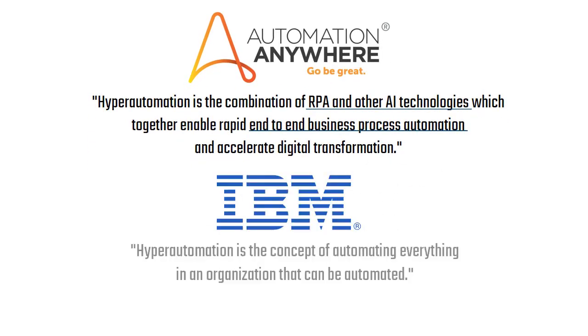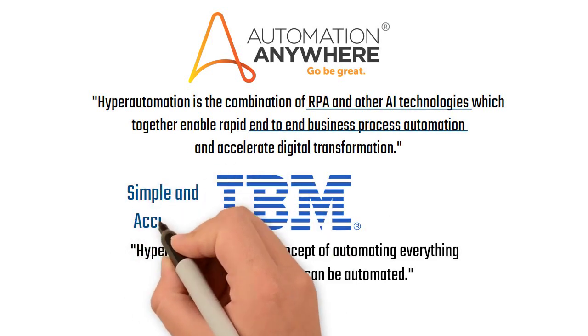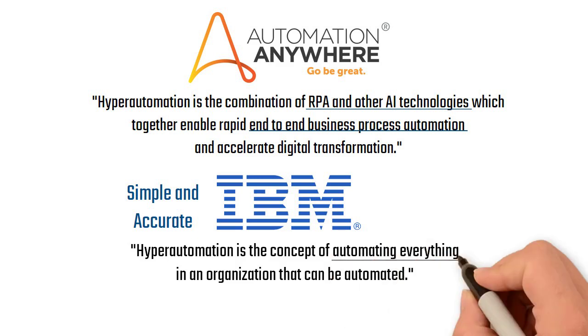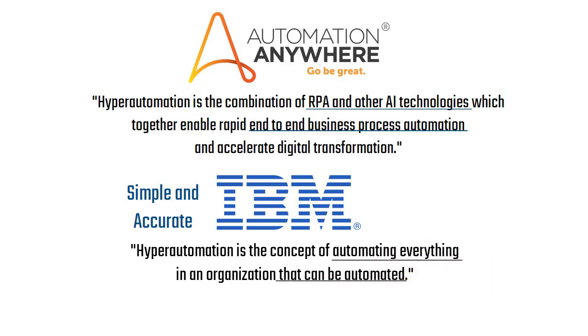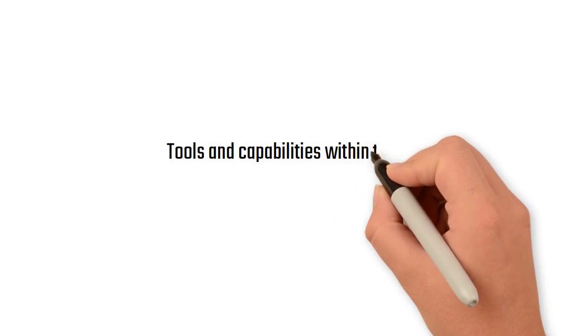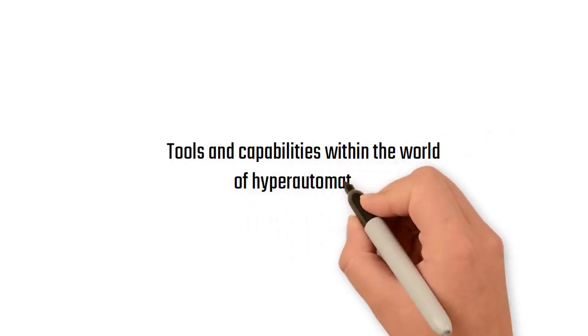And last but not least, I quite like IBM's definition. It's simple, it's accurate, although that does come at the cost of lacking detail, but you can't have it all. Automating everything that can be automated is just a nice way of thinking about hyperautomation. Next, let's look at the 6 or 7 tools and capabilities within the world of hyperautomation.